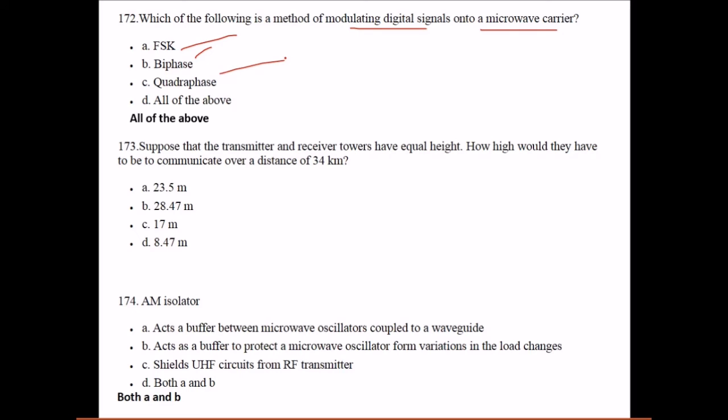Suppose that the transmitter and receiver towers have equal heights. How high do they have to be to communicate over a distance of 34 km? I hope you will be able to find it out. It's just divided by 2, which we have done. 34 by 2 is 17 meters. 17 meters is actually what they have to be to communicate over a distance of 34 kilometers if they have an equal height.